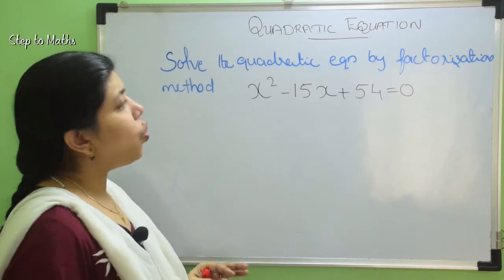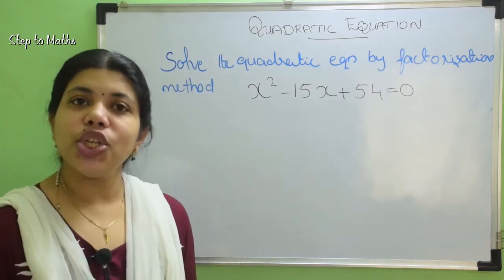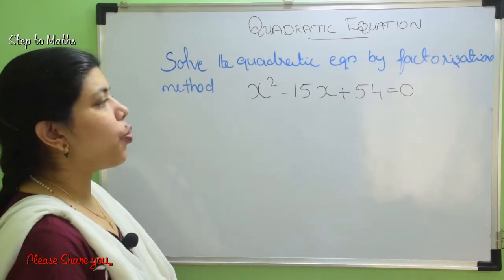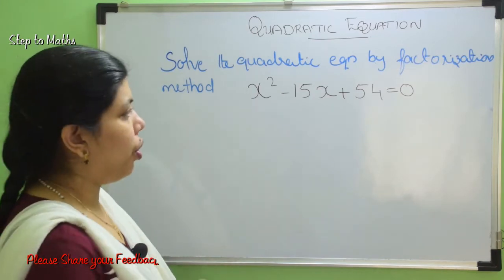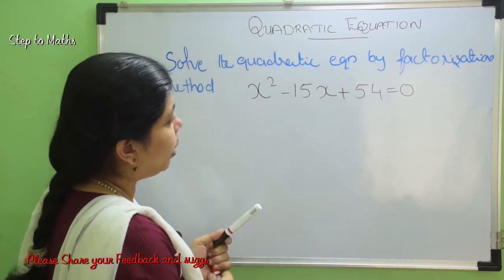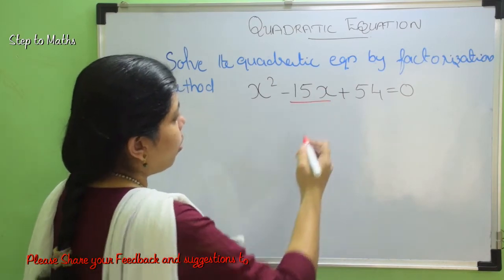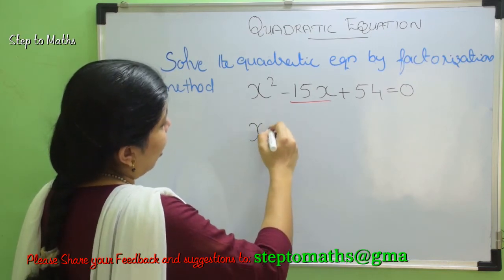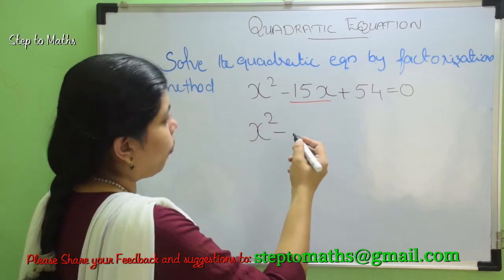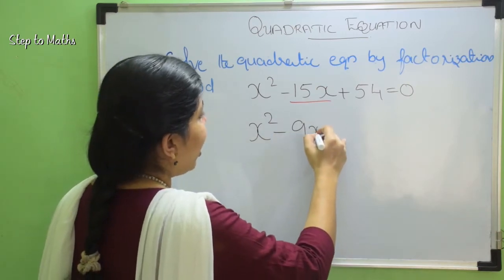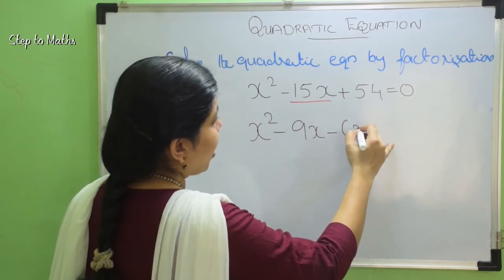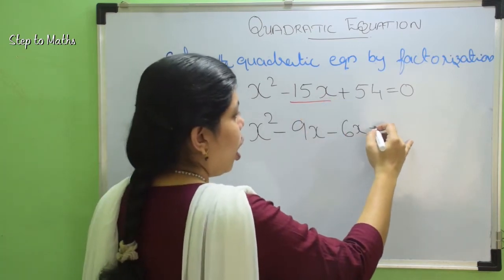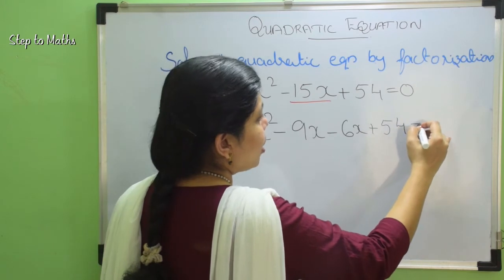The next question. Solve the quadratic equation by factorization method. The given quadratic equation is x square minus 15x plus 54 is equal to 0. How can we apply the factorization method in the given quadratic equation? First, we have to rewrite the term minus 15x as minus 9x minus 6x. So x square minus 9x minus 6x plus 54 is equal to 0.